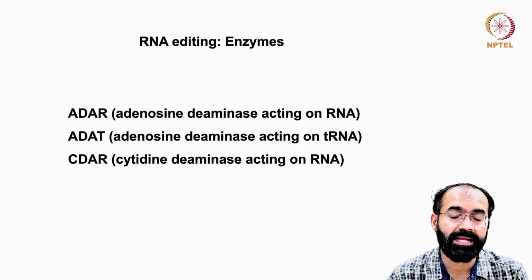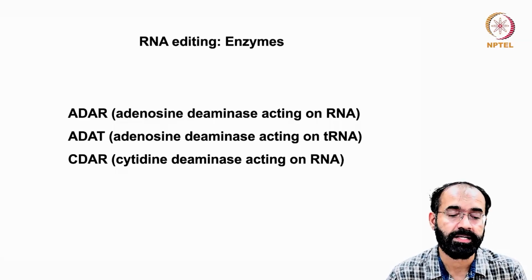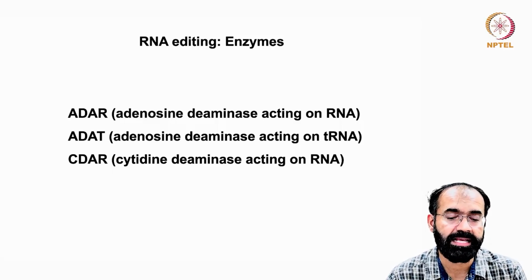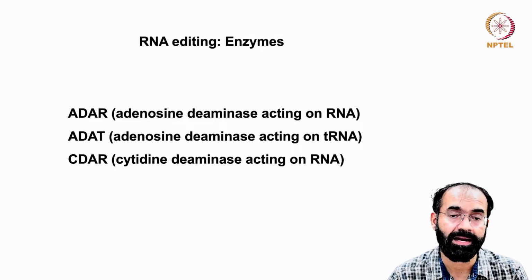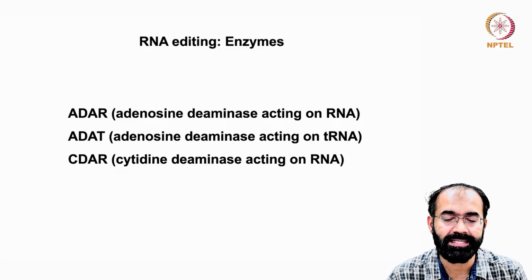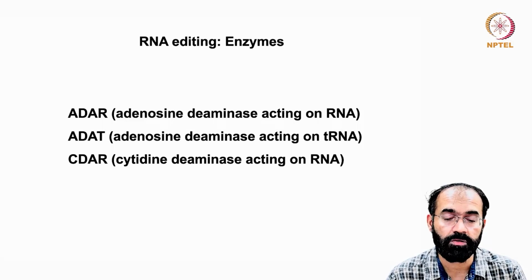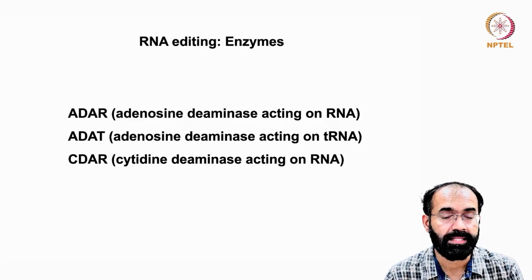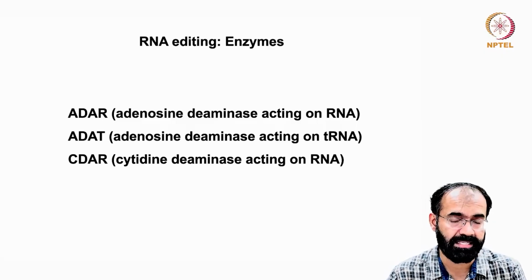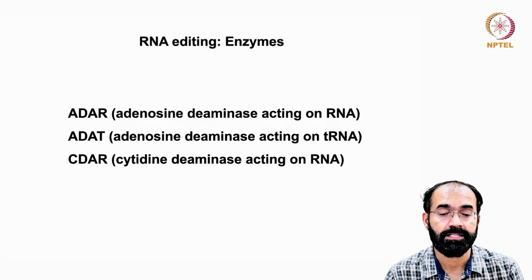Now let us see RNA editing enzymes. What are the RNA editing enzymes? We can have an acronym ADAR. What is ADAR? Adenosine deaminase acting on RNA. What is ADAR? Adenosine deaminase acting on tRNA. CIDAR, cytidine deaminase acting on RNA. So these are some short forms. What it indicates is that ADAR can act on RNA, whereas ADAT can act only on tRNA, not acting on other RNA. And CIDAR can act on any RNA. So there also, while using these enzymes, it can bring in specificity.